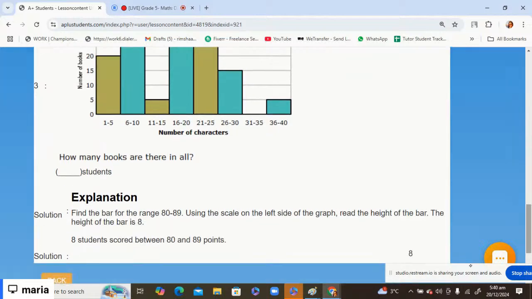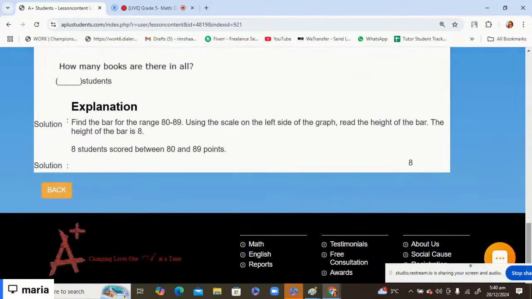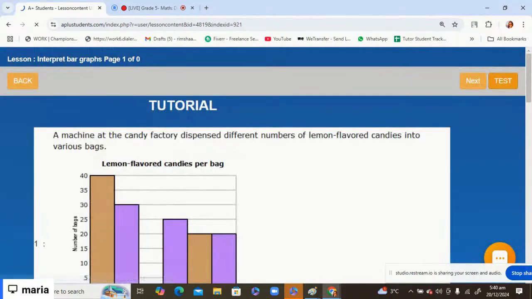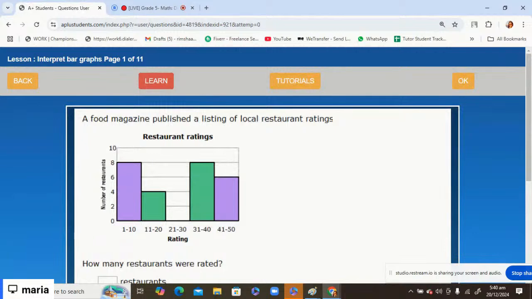So, when you are going to check in all, put it down: 1, 2, 3, 4, 5, 6, 7, and 8. Total are 8 here. 1 to 5, it's 1, 2, 3, 4, 5, 6, 7, 8. Okay, this is the 8 characters in all. Now, let's do the test questions.